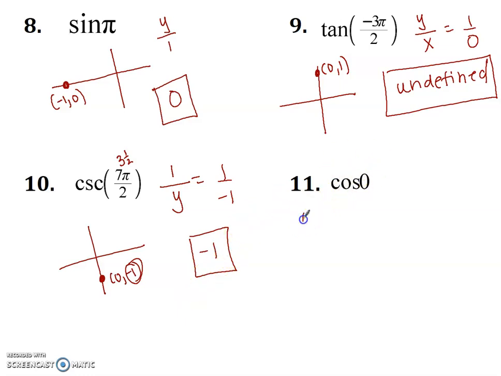Then our last one, cosine of 0, is just on the right side. Remember, when your angle measures 0, that means you haven't rotated anywhere, so you're just at your starting spot. That's right 1, so this point will be 1, 0. Cosine is adjacent over hypotenuse. Adjacent is x, the hypotenuse is always 1. So my x-coordinate is just 1.